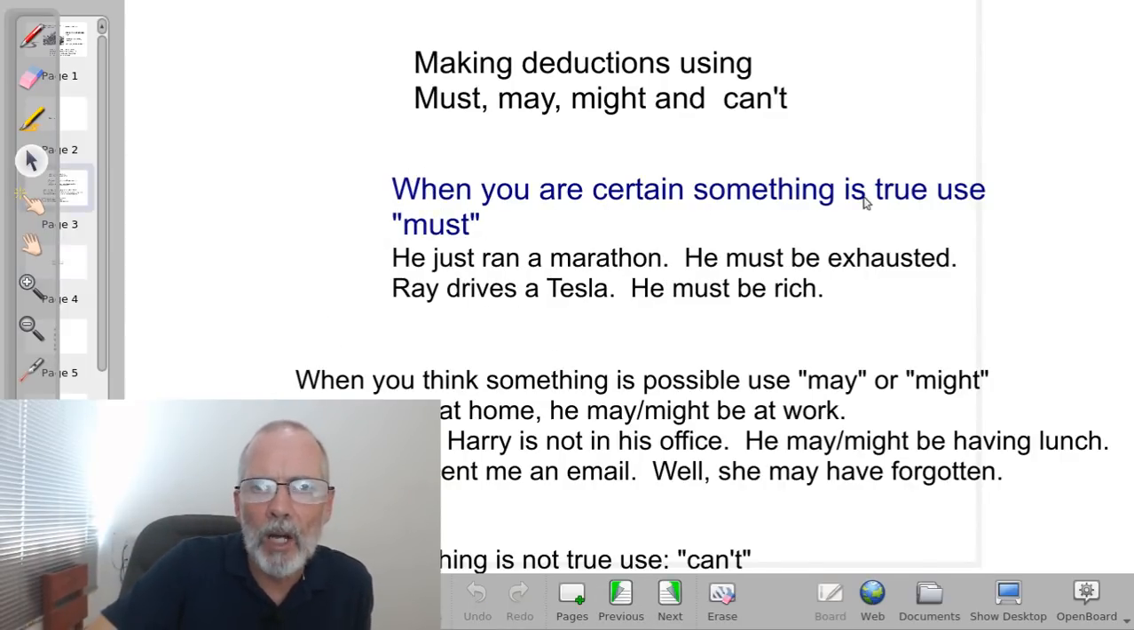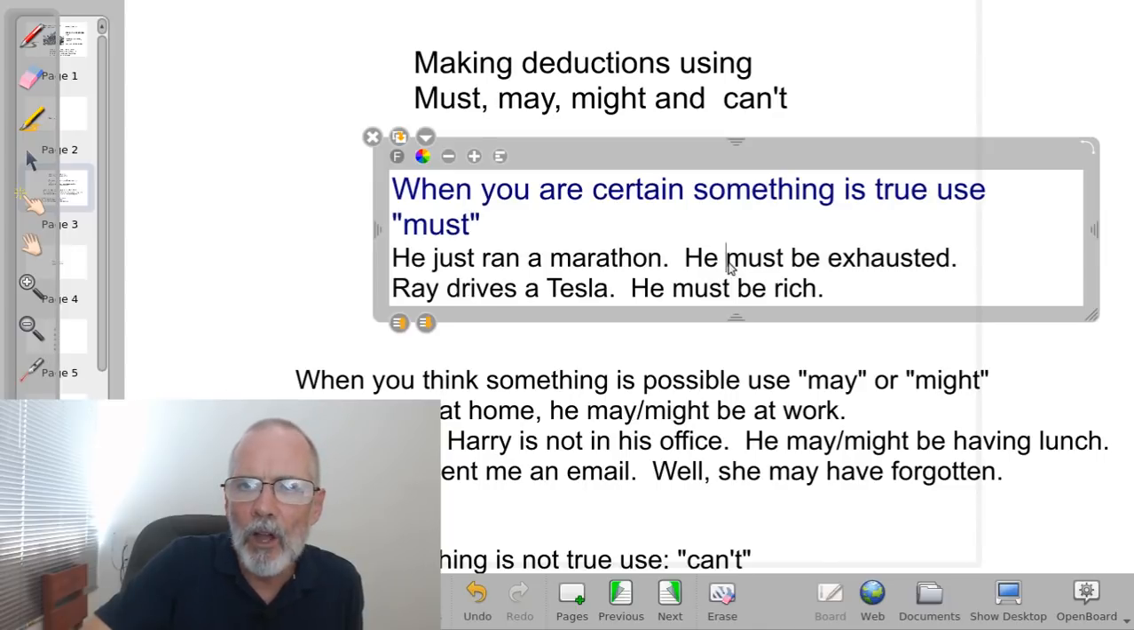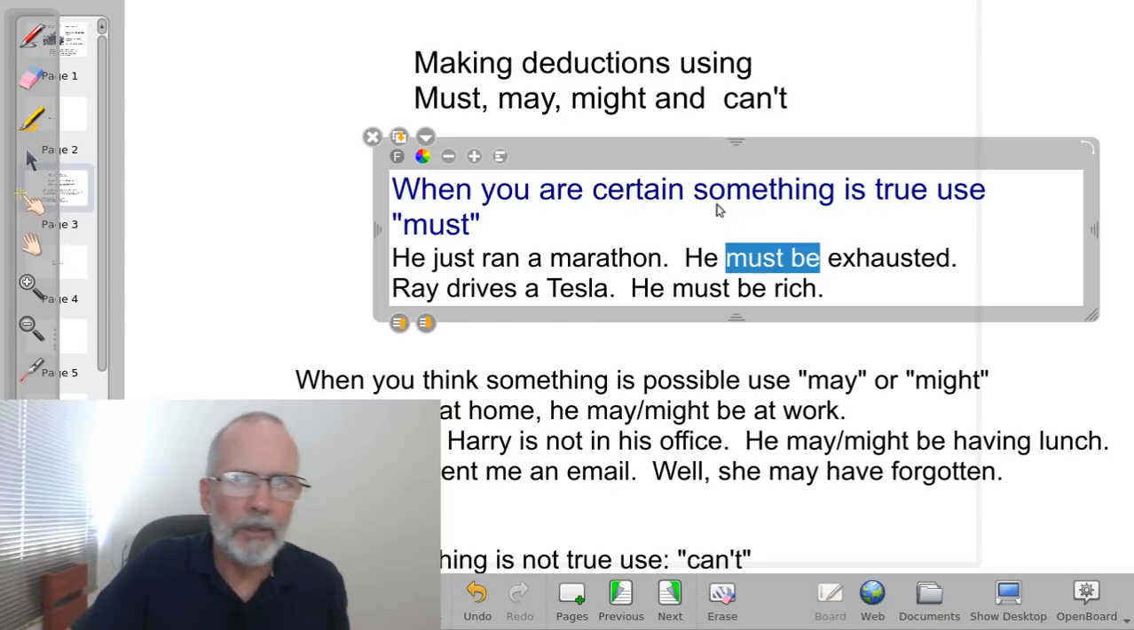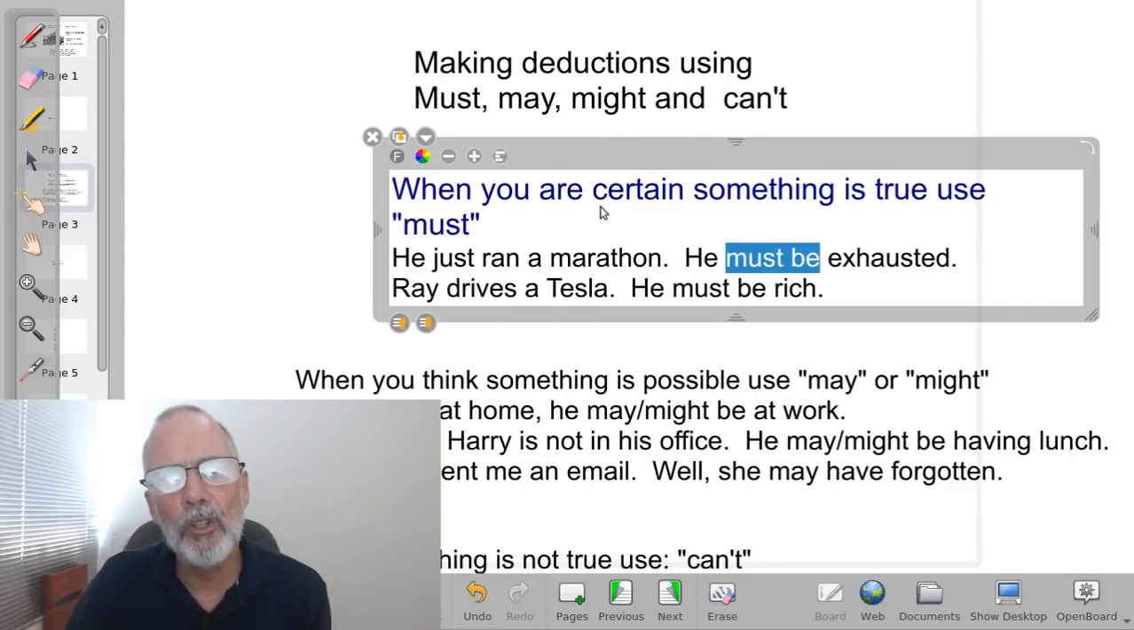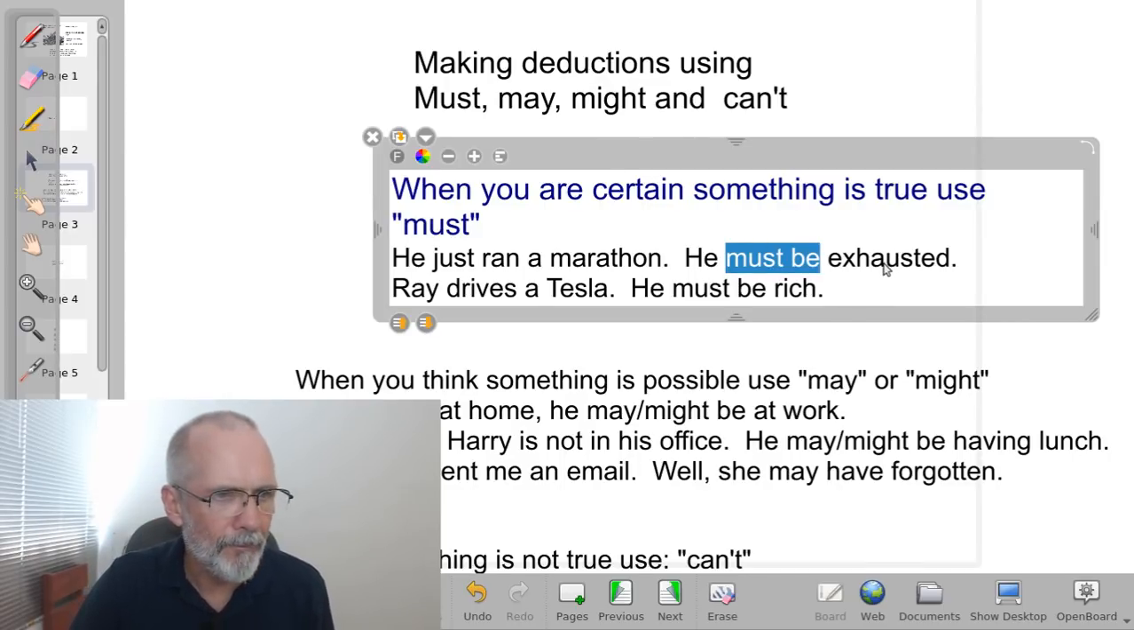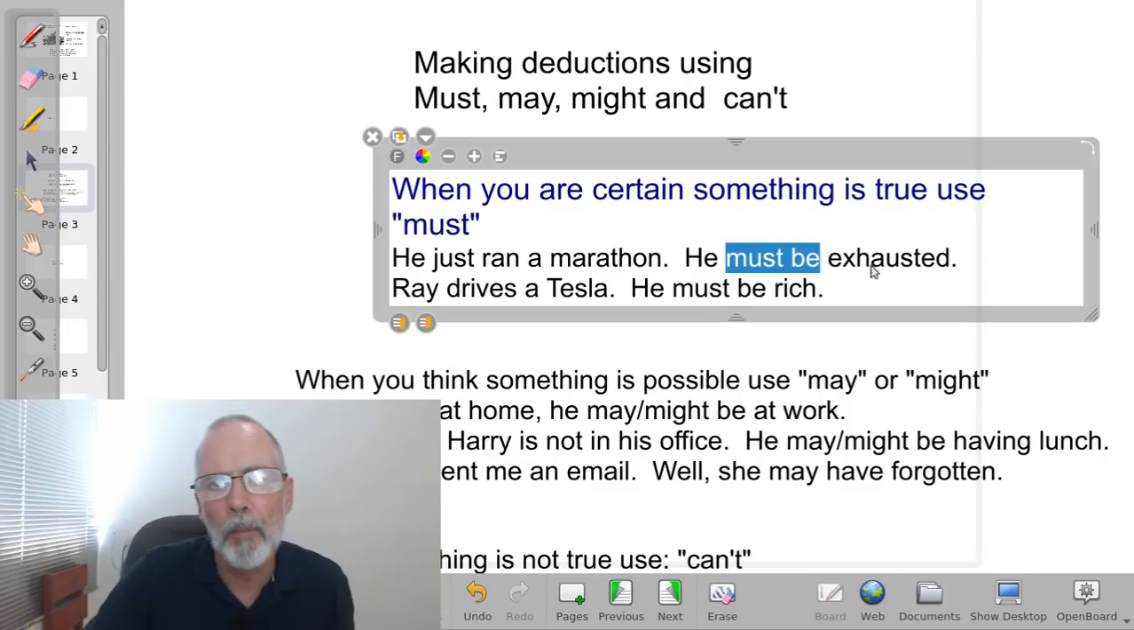Let's go back to must. When you are certain something is true, use must. For example, he just ran a marathon. He must be exhausted. So we're using must. We don't know that he is exhausted, but if somebody just ran a marathon, which is 42.2 kilometers, we assume or we deduce that he is exhausted. Exhausted means very tired. Yeah, must is used in positive sentences.